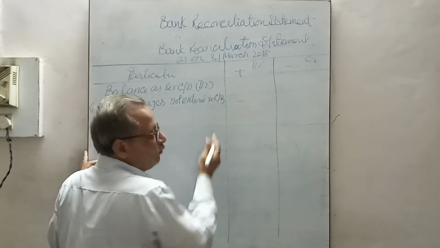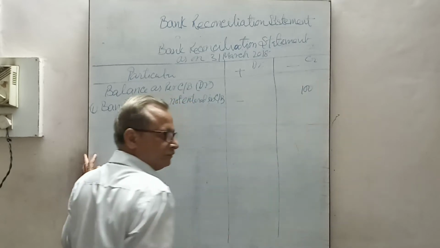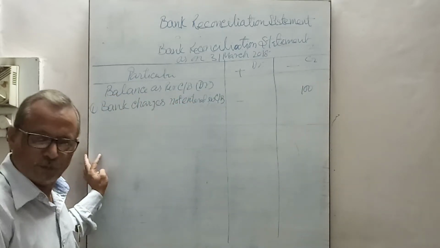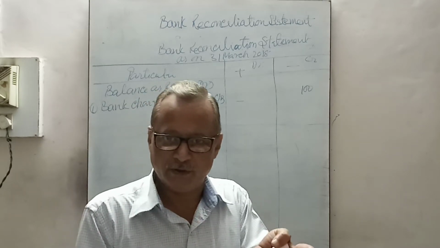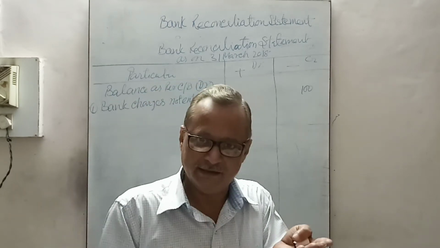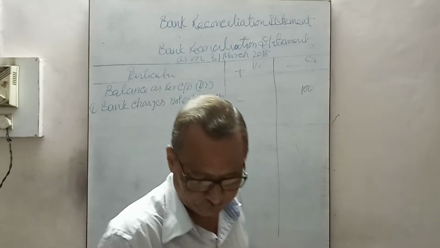Rupees 100. Then what to do? Minus it. It should be minus because the cash book increased compared to the passbook. Because in the passbook it was deducted, so that should be reduced from the cash book also.